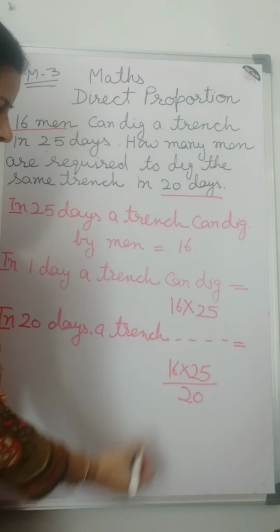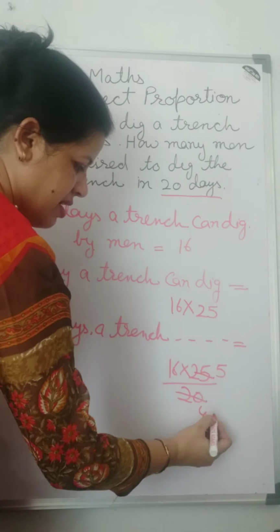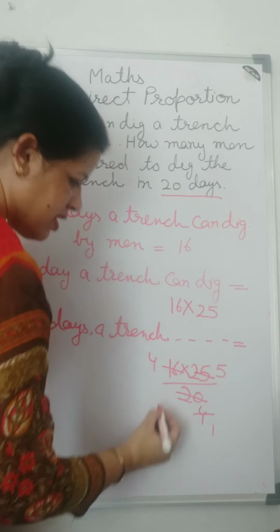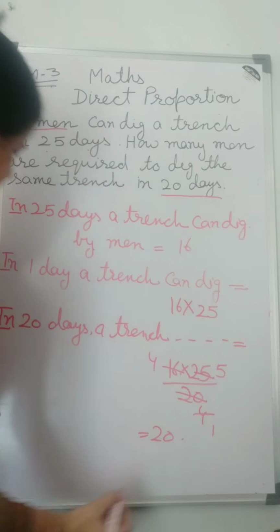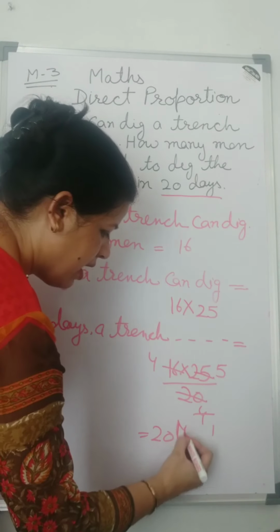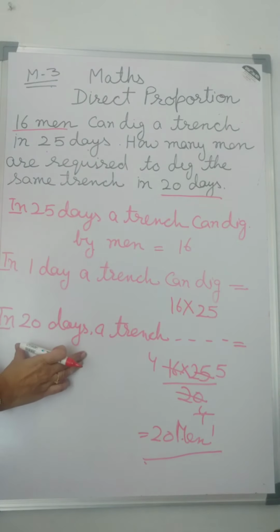Okay, so what is the answer? 5 fours are 20, 5 fives are 25, so it means 4 fives are 20. 20 men are required to dig a trench in 20 days. Okay.